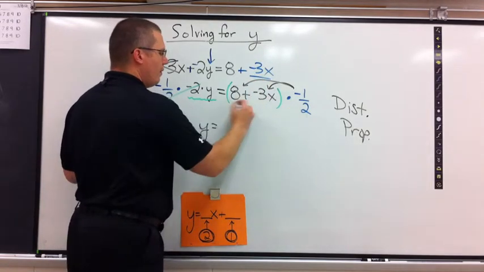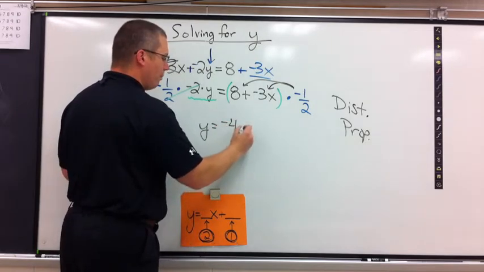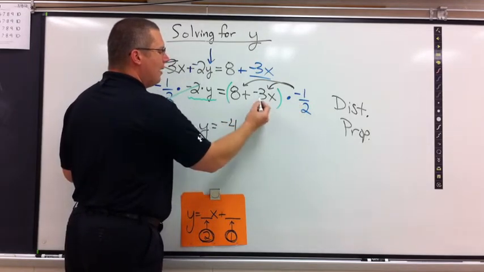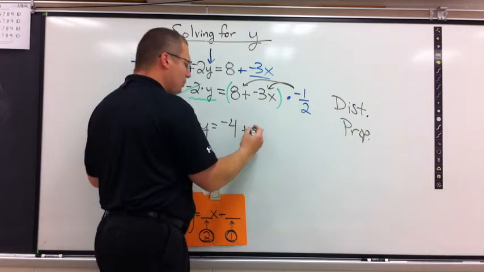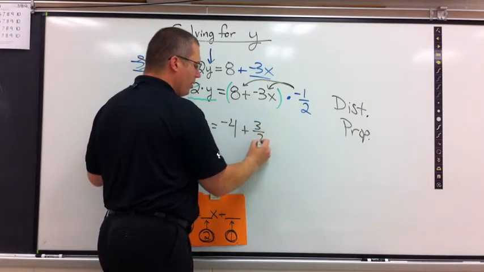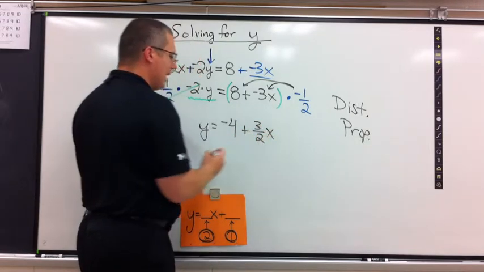All right, so I'm going to start front ways. Negative 1/2 times 8 is negative 4 plus negative 1/2 times negative 3x. Negative 3 times negative 1/2 should be positive 3 over 2. And I have an x at the start, so I should have an x at the end.